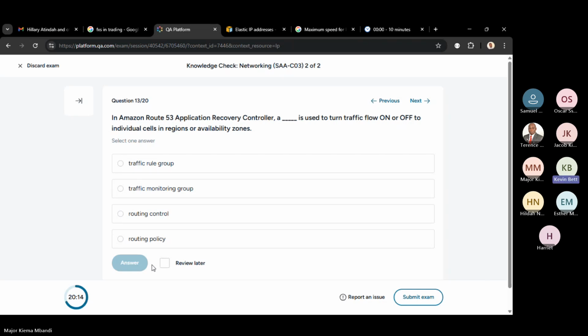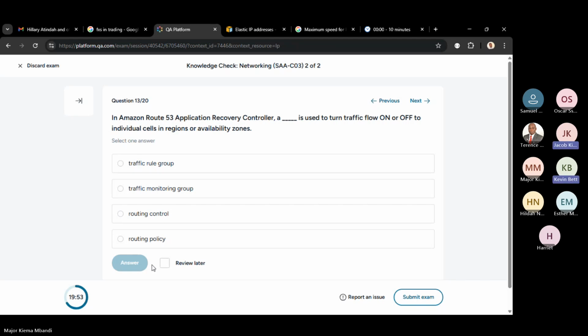I think let's go to the choices. Choice A is traffic rule group. Choice B is traffic monitoring group. Choice C is routing control. And the last choice D is routing policy. I need assistance here. Can make an educated guess.